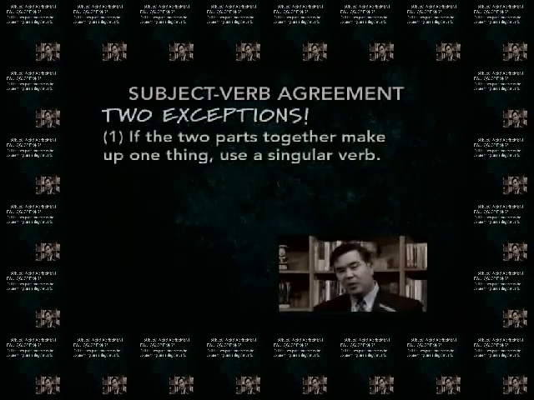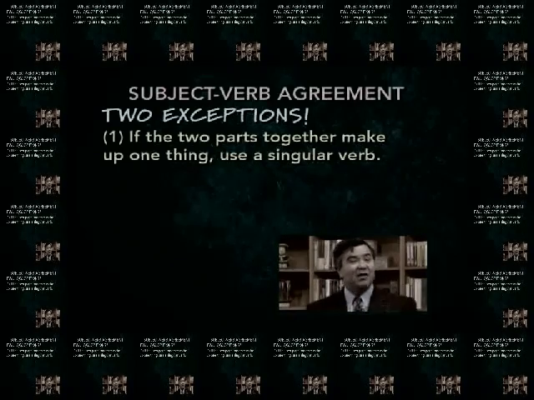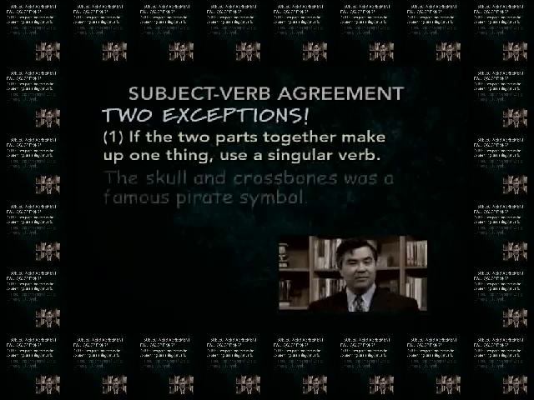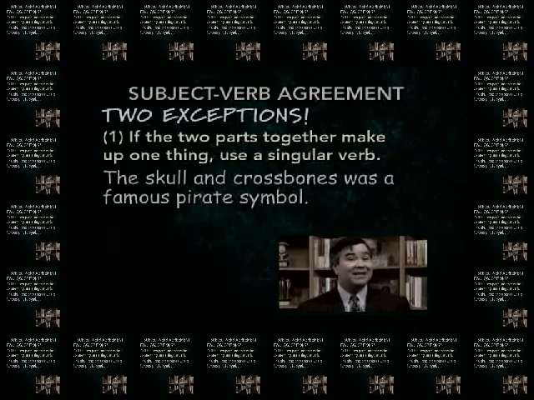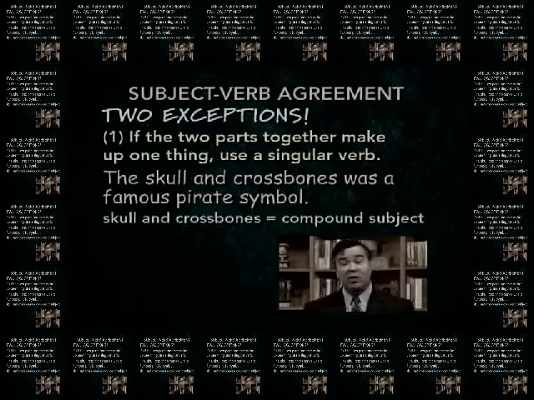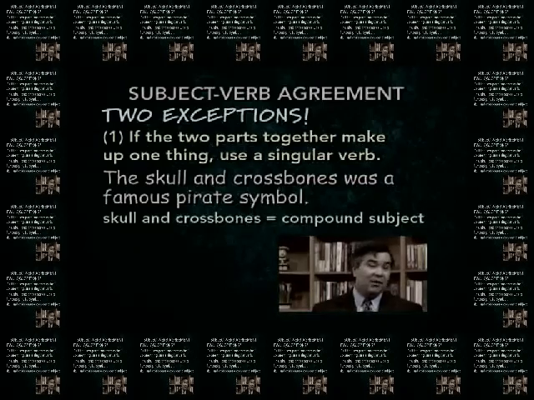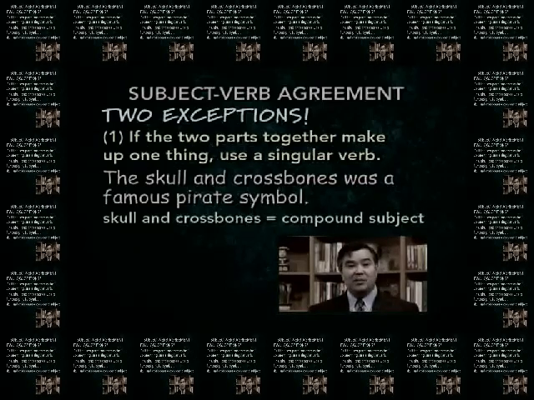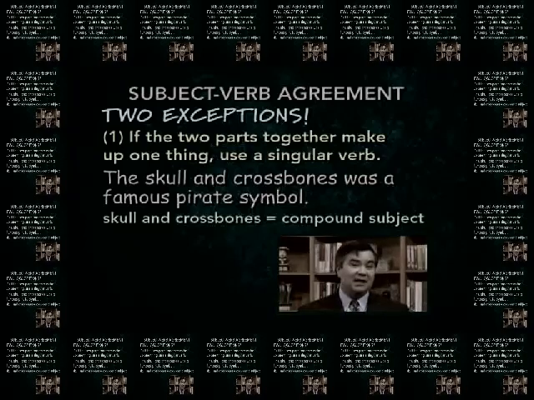First, if the two parts together make up one thing, use a singular verb rather than a plural verb. Here's an example. The skull and crossbones was a famous pirate symbol. Now, in this sentence, we have a compound subject, skull and crossbones, two things joined by the conjunction "and." So your immediate inclination would probably be to say, well, this is a plural subject, and so we need a plural verb. And that means that the verb "was" is wrong. That's singular, and we should use the plural "were" instead.